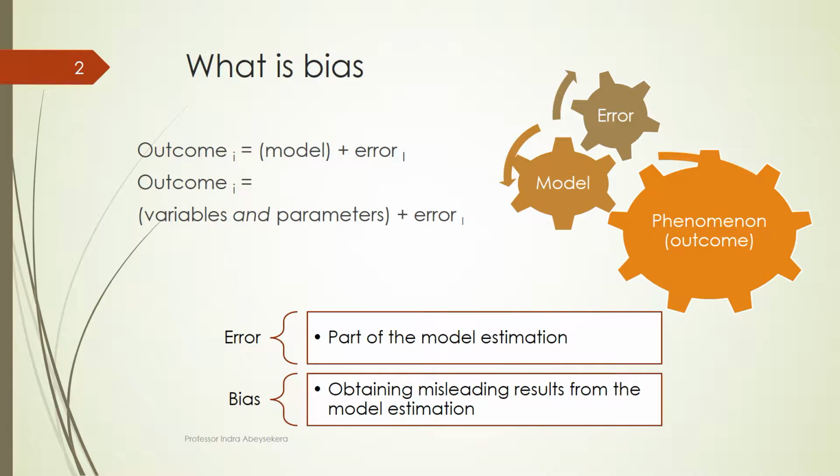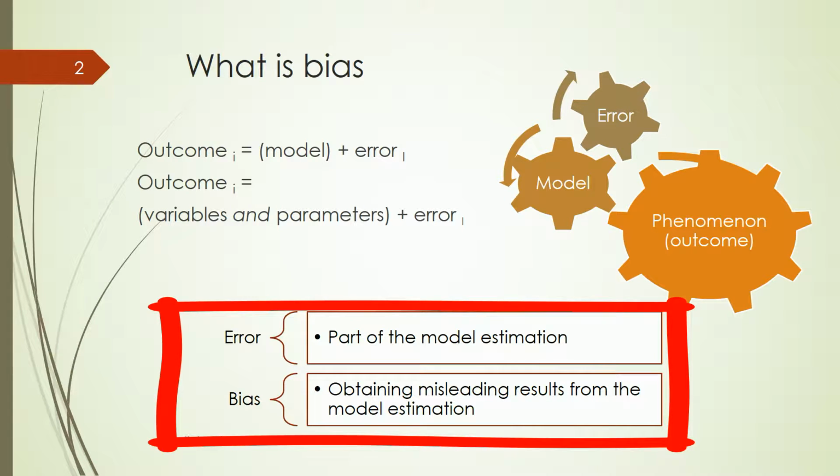When a statistical model is used to examine a phenomenon or outcome, the model offers an explanation. The model can't offer a full explanation. Therefore, there's an unexplained amount, which is called the error. So the error is part of the model estimation.